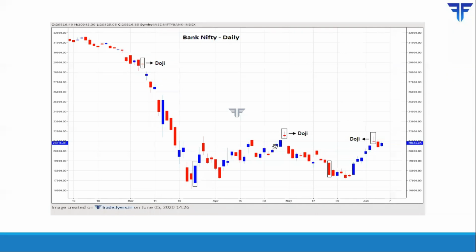Now, how would I say so? Look at what happened on the subsequent day. After this doji appeared, there is a gap down. So it signals that on this particular day, neither the buyers nor the sellers were in control. But over here, because the price has gapped down, it signals that the sellers were in control for this particular period. And as you can see, going forward, we had a minor decline in price.